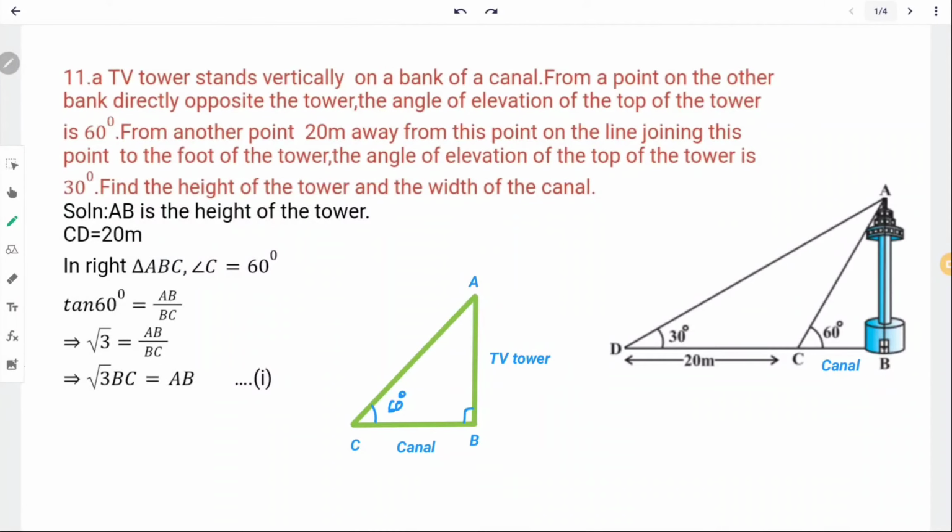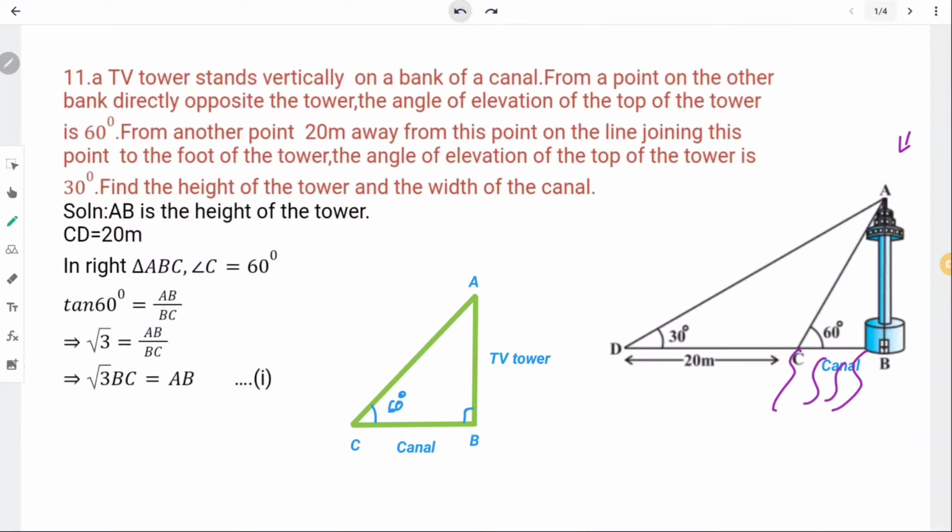Alright, question number 11. A TV tower stands vertically on a bank of a canal, right? You can see the TV tower there, and this BC is the canal. So just opposite, it says diagonally opposite to the tower. So if this is the tower here, then this is the opposite point here.